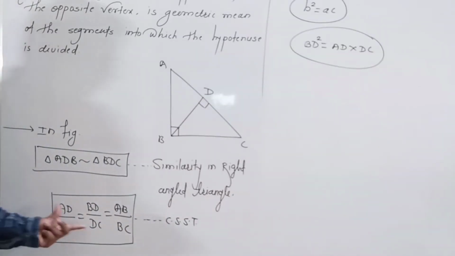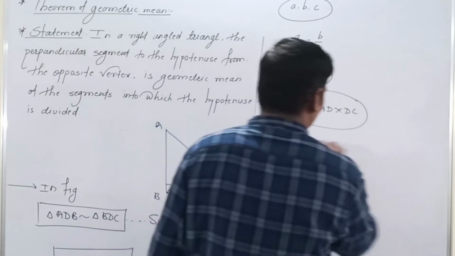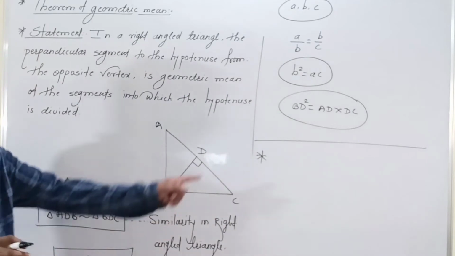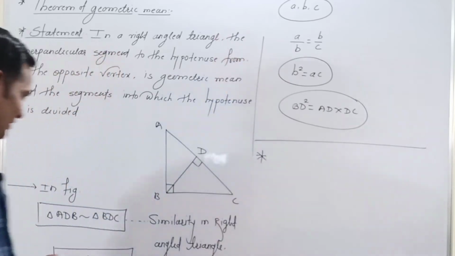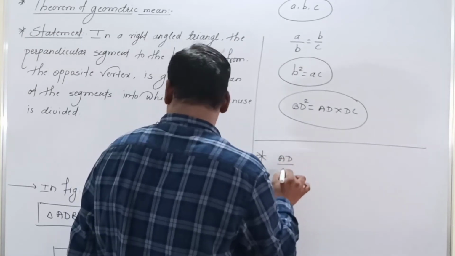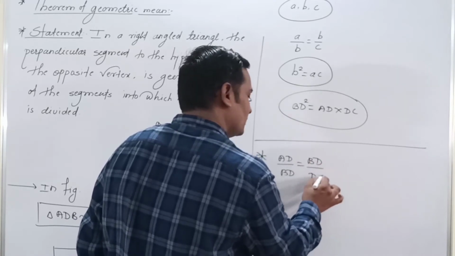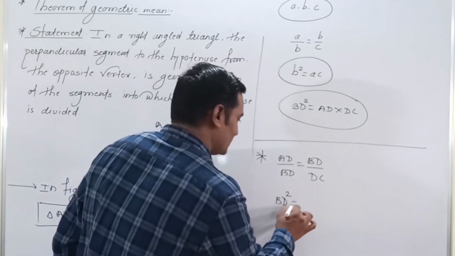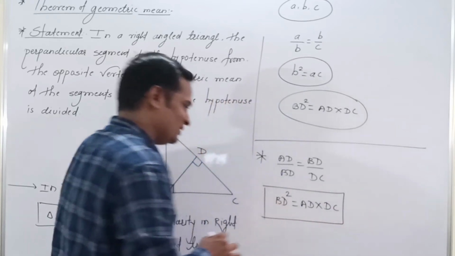So look at the first two ratios here. AD upon BD is equal to BD upon DC. So I will write here. Okay. So we will keep this as it is for our reference. We have to prove that BD square is equal to AD into DC, and why this is so we already explained in this ratio. Okay. So let's take these two ratios over there. So AD upon BD is equal to BD upon DC. So by making cross multiplication, that will be BD square is equal to AD into DC. Okay. Now this is proved here.